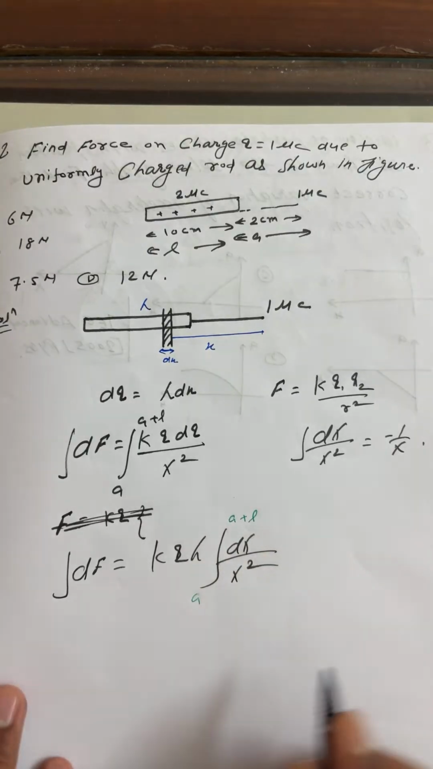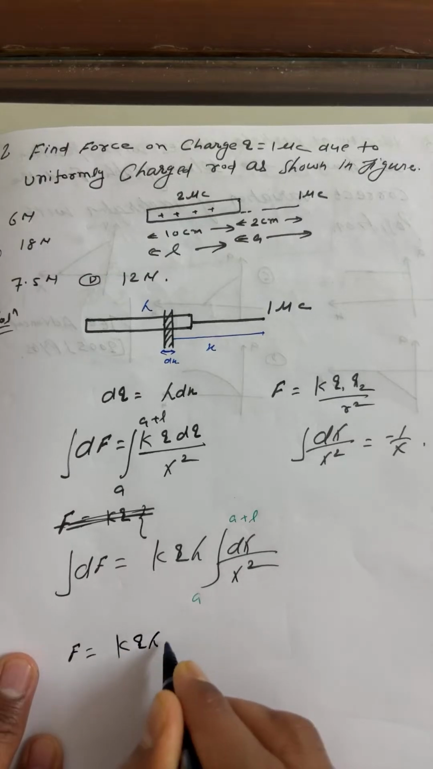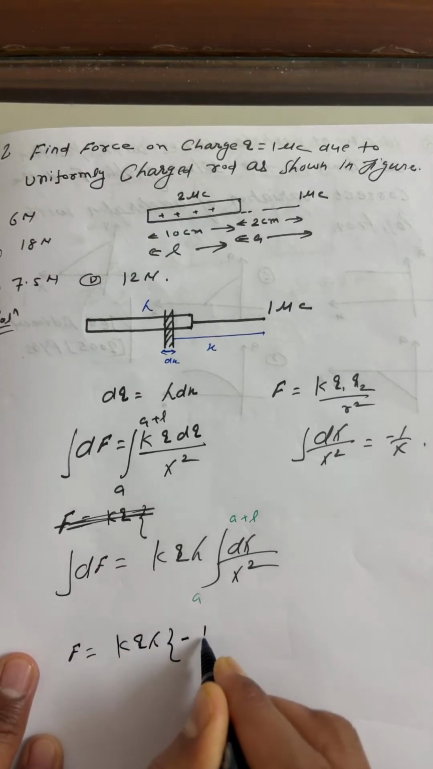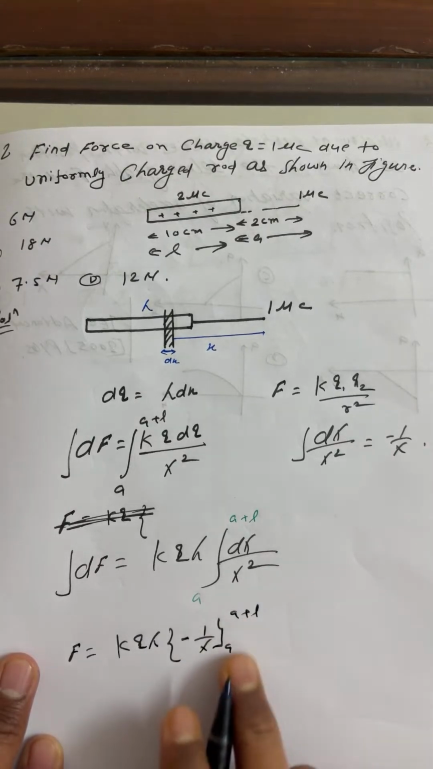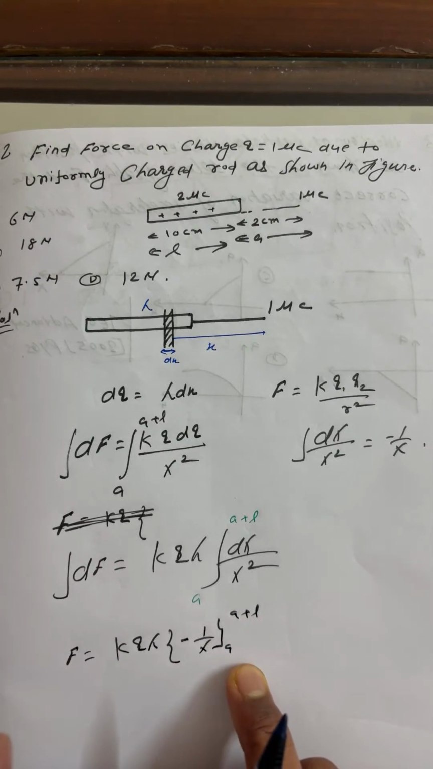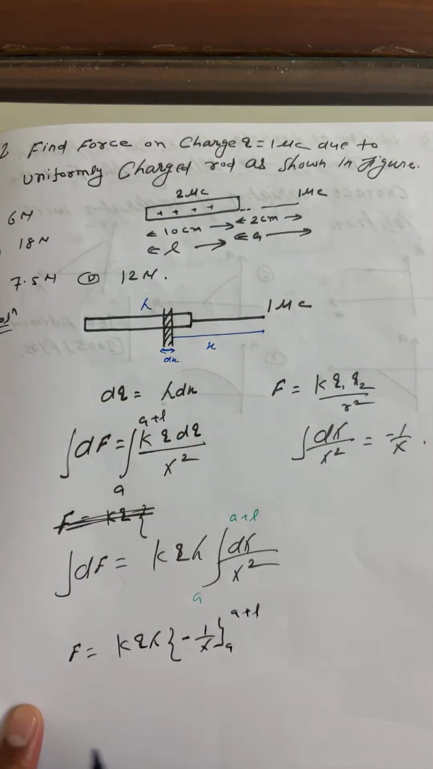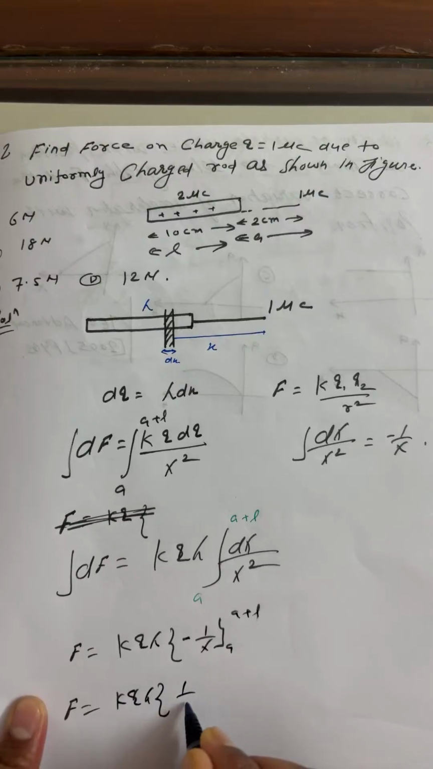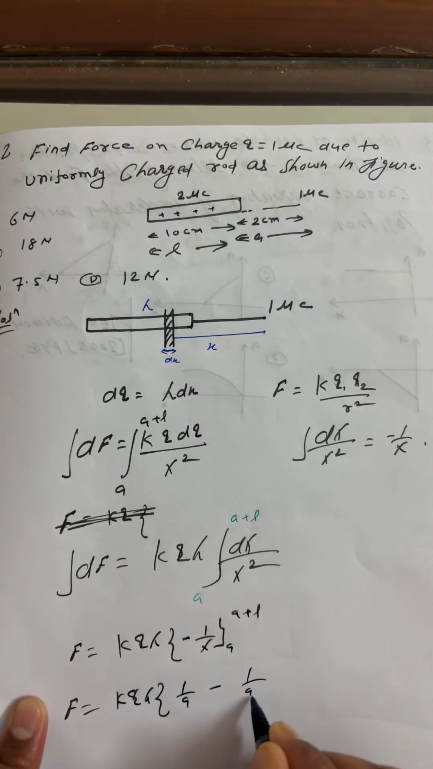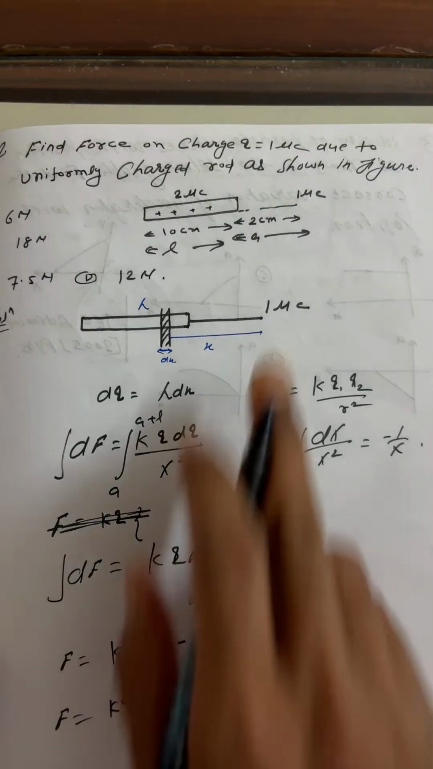What is the integration? The force you will get is K Q lambda times minus 1 by x, with limits a to a plus l. I'm considering it as a normal question; in the last, I'll replace all data according to the question given. Then F is equal to K Q lambda. Apply the limits here: 1 upon a minus 1 upon a plus l.